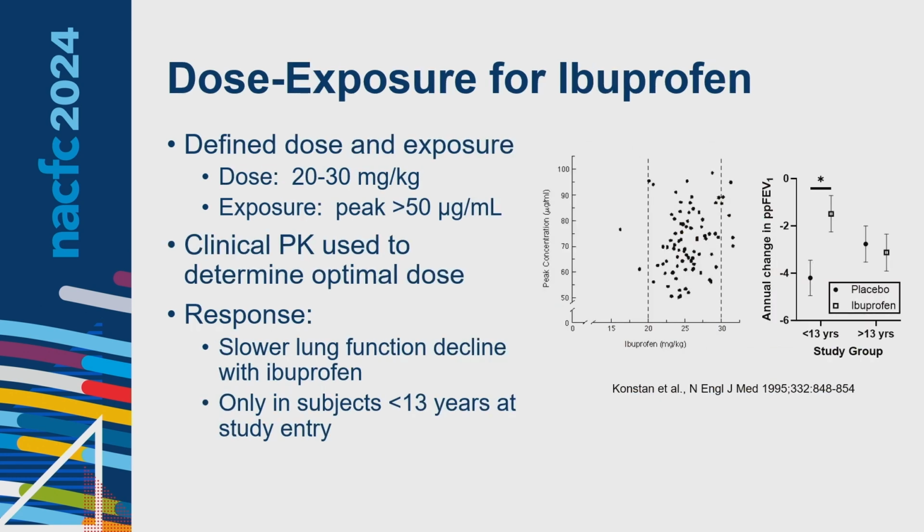Now, for those of you who have been around for a while, when you start talking about doses and exposures and pharmacokinetics of drugs, probably one of the first things that comes to mind is high-dose ibuprofen. And that's because we actually used pharmacokinetics clinically to dose this drug. So we had a defined dose range, typically 20 to 30 mg per kg, and an exposure target, so greater than 50 micrograms per mil in the systemic circulation. And you would do a little PK study, make sure that you were in the optimal dose range. And if you do that, the clinical trial showed that you did see a response. So slower rates of lung function decline with high-dose ibuprofen, although it was limited to the subset of individuals that were under 13 at the start of the study.